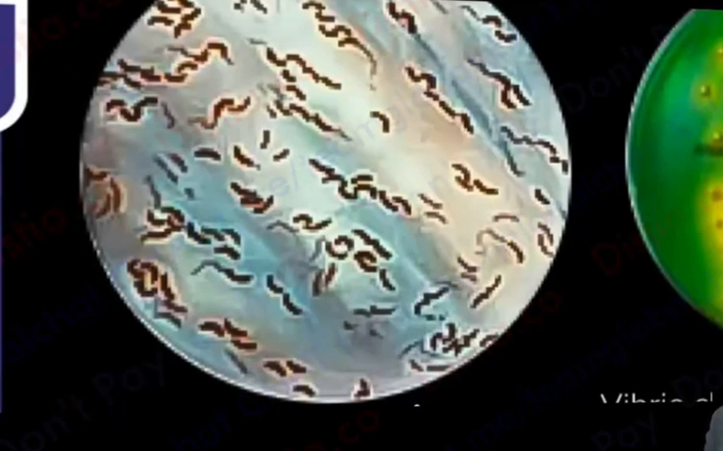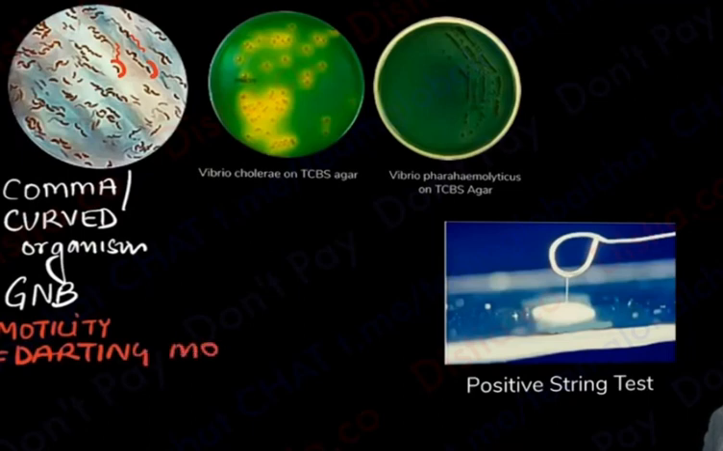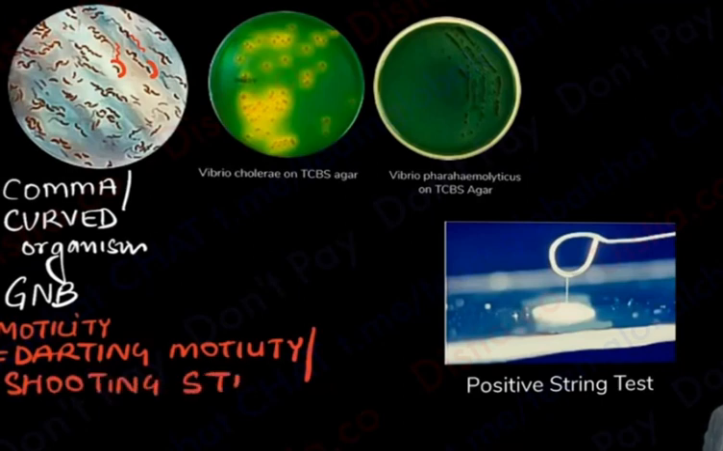You can very well see the comma shape, that you can easily appreciate, and they are a little reddish because they are gram-negative. But if you look carefully, there's a line coming out of them. Why? This is a flagella. Of course, they are motile. What is the motility? There is a very famous motility that you see in them, known as the darting motility. Some people also call it the shooting star motility. Like a shooting star, like a broken star, it just goes in front of you within seconds.